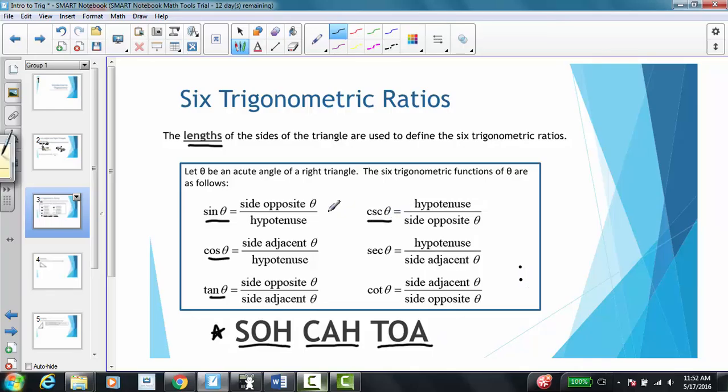So if we look over here, we have cosecant theta. Cosecant theta is the reciprocal of sine theta. So now we have hypotenuse over side opposite. Secant theta is the reciprocal of cosine. So now we have hypotenuse over side adjacent. And cotangent is the reciprocal of our tan function, which is now adjacent over opposite.